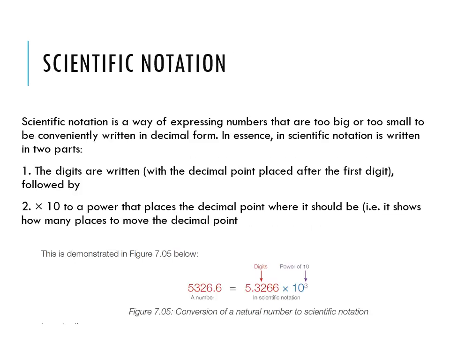So scientific notation is the first thing we need to know, and it's a way of expressing numbers that are too big or too small to be conveniently written in decimal point form. The digits are written with the decimal point placed after the first digit, followed by a times 10 to the power that places a decimal point where it should be. It shows how many places the decimal point has moved.